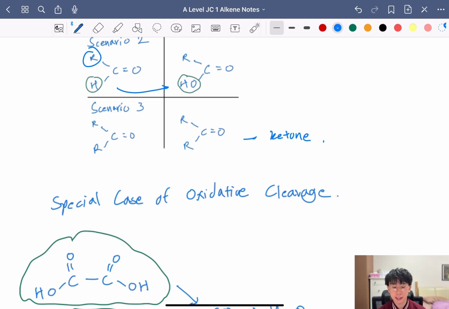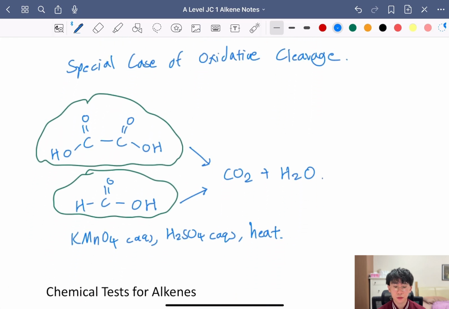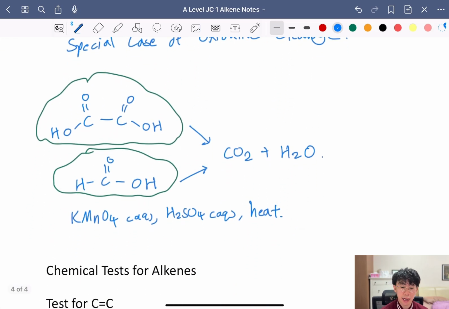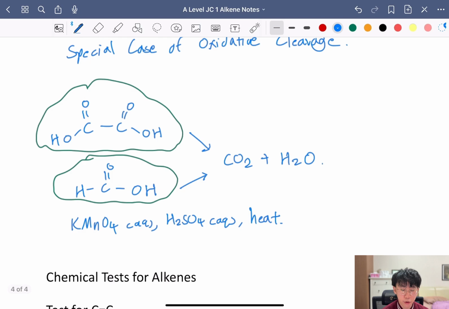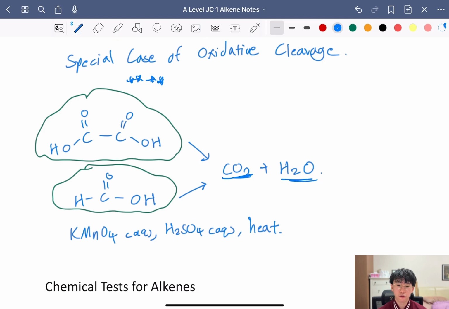Now for some special cases, if you see this ethanedioic acid, which is very popularly asked because it's a very common trap, this ethanedioic acid that will be formed from the reaction would just become CO2 and H2O. Same thing for your methanoic acid over here. Do take note of these two special cases. It's very often asked in exams.